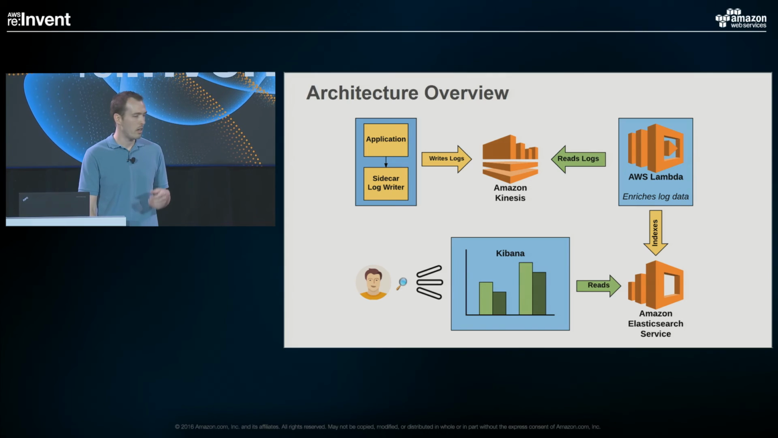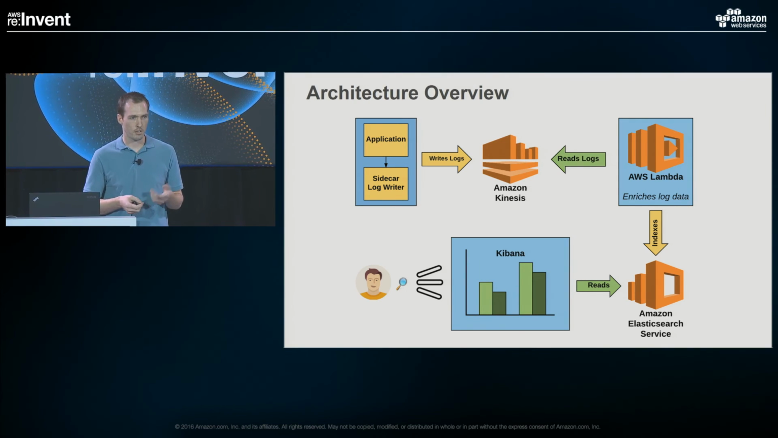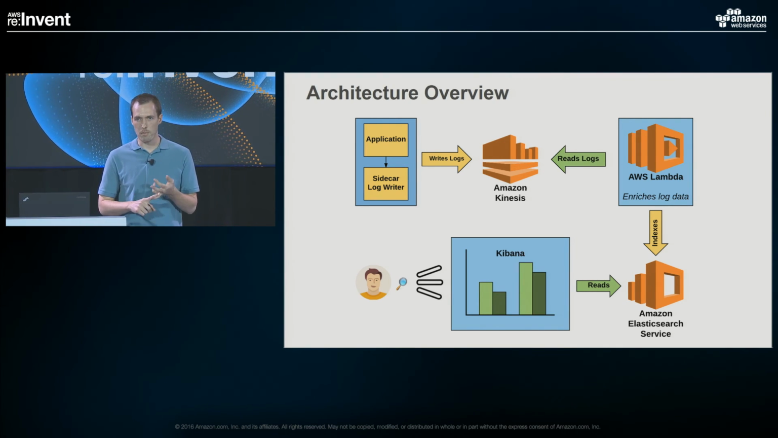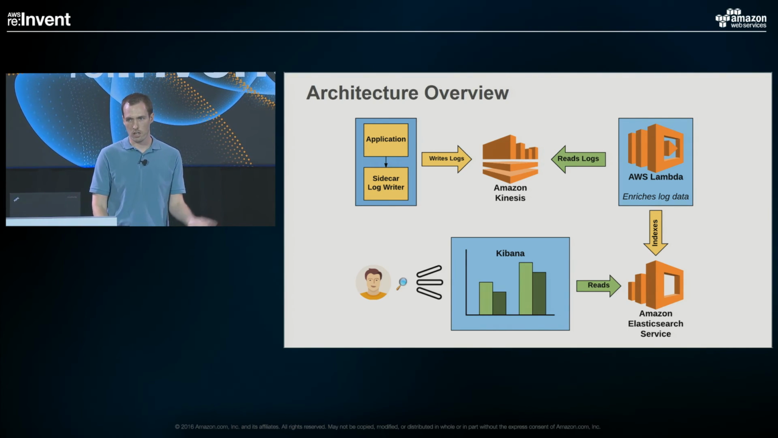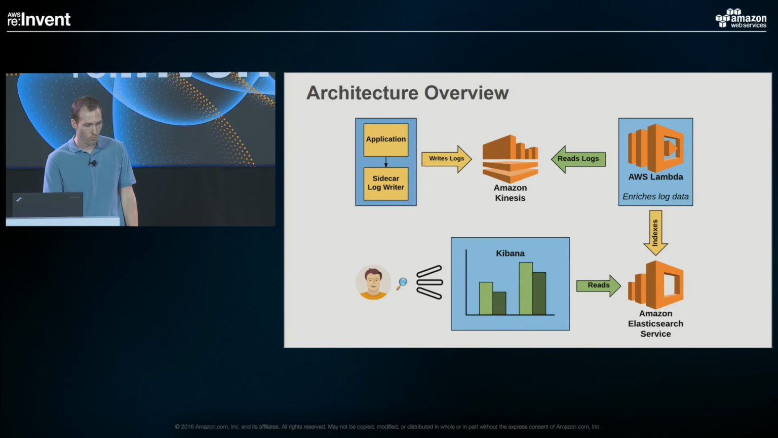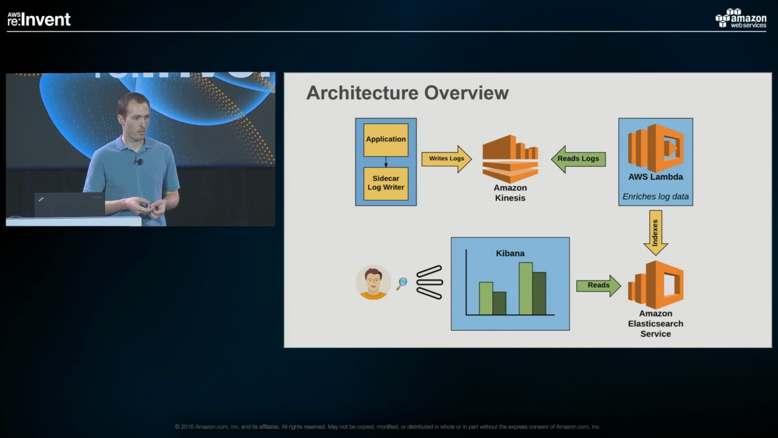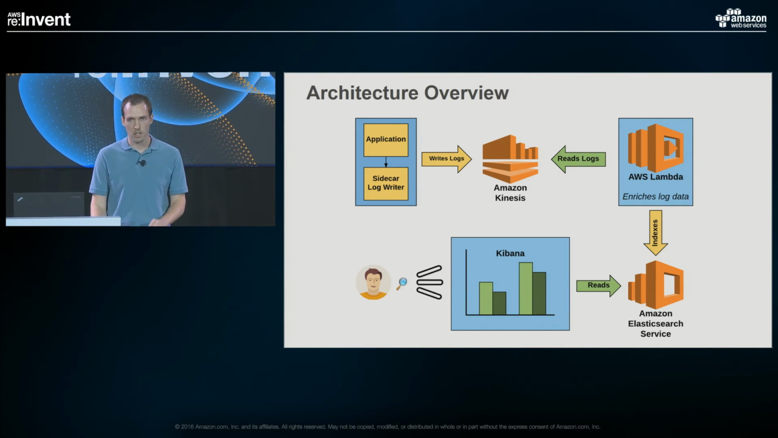Then we have a Lambda that reads from this Kinesis and pulls out interesting information from the logs. So all the typical things like the timestamp, what host it came from, what game it came from, and other use case specific information like our hotkey information. Once it pulls out and parses all those logs, it shoves the documents into the Elasticsearch service, and then we can use Kibana to build dashboards and nice, pretty graphs that give us some quick insight into what's going on.